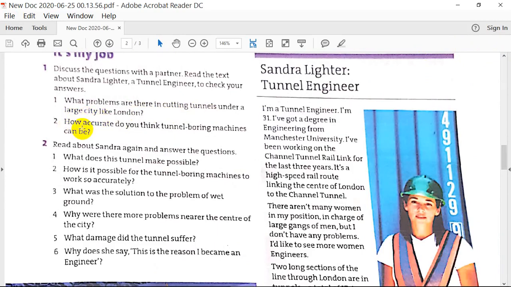Number 2, how accurate do you think a tunnel boring machine can be? How accurate do you think a tunnel boring machine can be? This is another question about the tunnel.